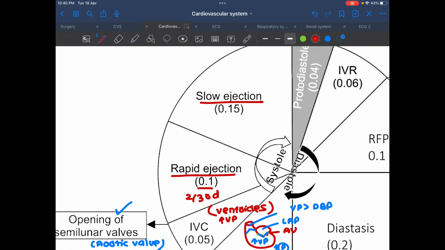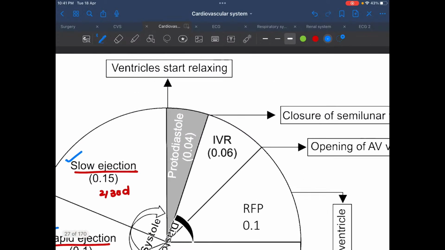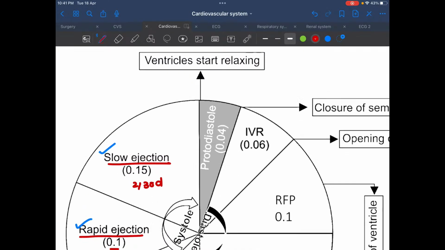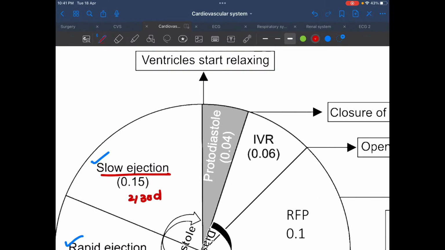It is rapid, but it is only contributing about 1/3 of the ventricular blood, and this is contributing to about the 2/3. Okay? So rapid ejection phase of 0.1 seconds, slow ejection phase of 0.15 seconds. And now what's going to happen is later on, the ventricles are going to start relaxing. Okay? So now, as soon as the ventricles have undergone their contraction and the action potential is over, the ventricles start relaxing.